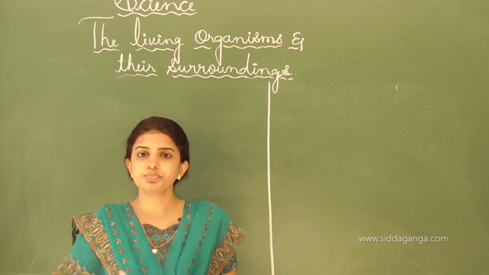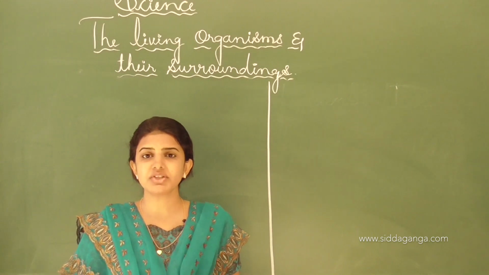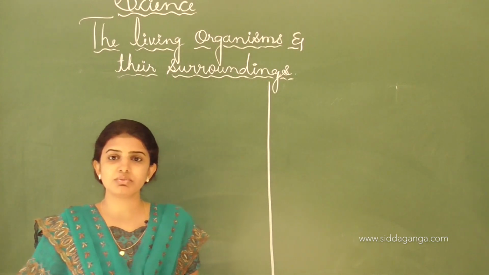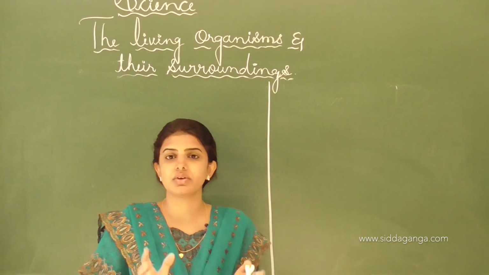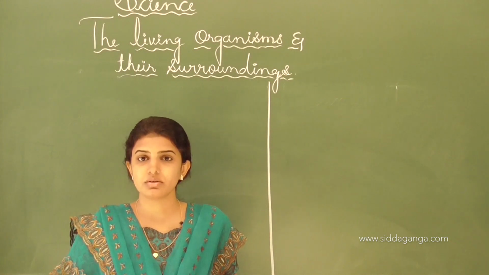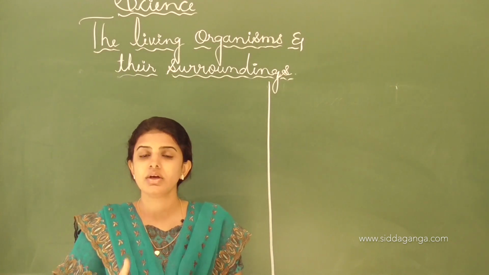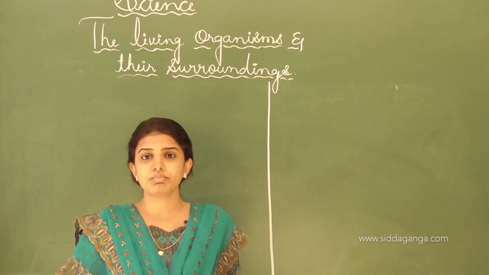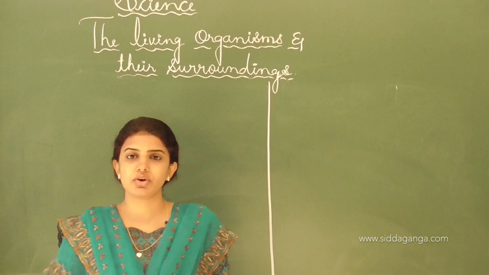And the next one is the temperature. See, extreme temperature conditions decide whether an organism can live. Sometimes we wear different types of woolen clothes to keep our body warm. Like that, temperature also plays an important role in the environment.